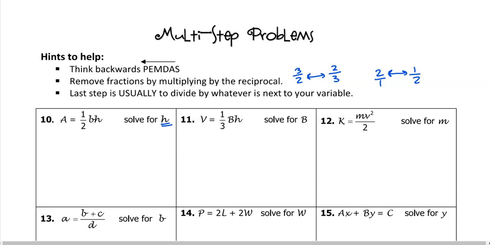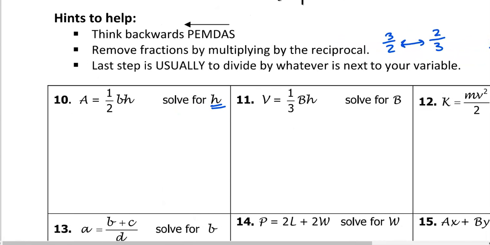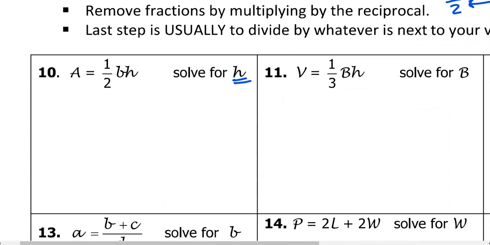All right, so when it tells me which variable to solve for, I typically find that variable in my equation. I underline it or circle it or something so I know that's the variable I'm trying to get on its own. So that's the variable you're not going to move. You're moving everything else away from it, okay?